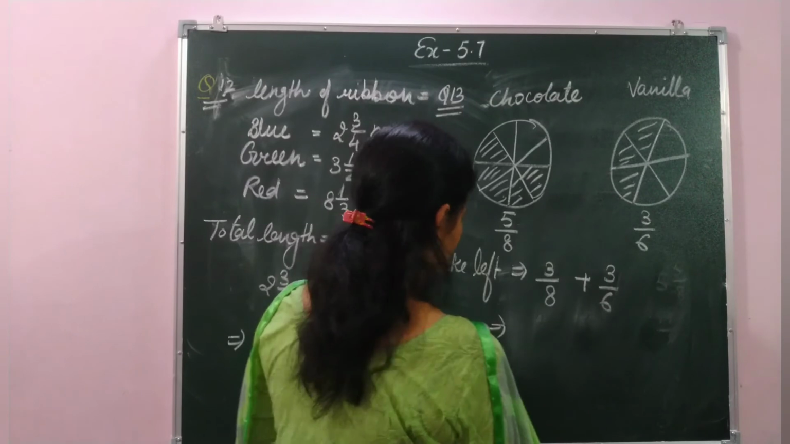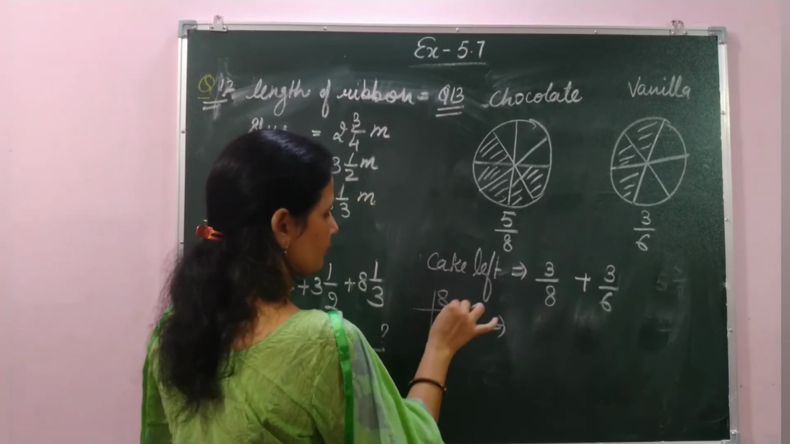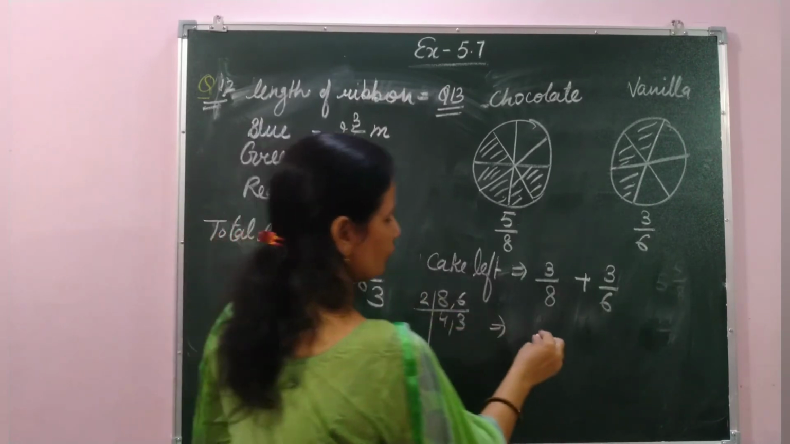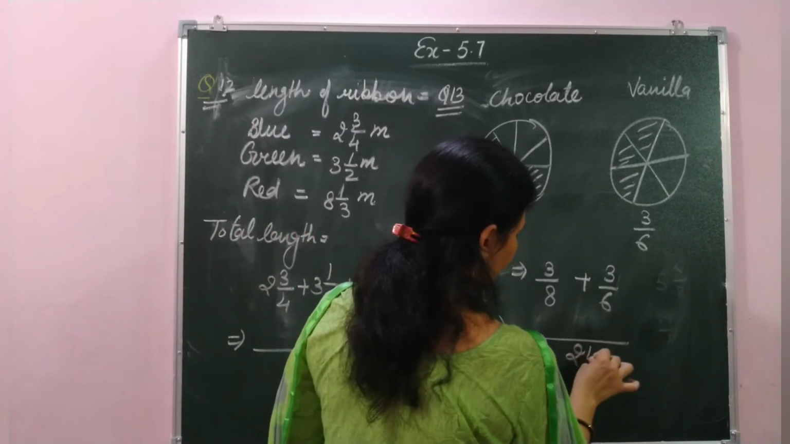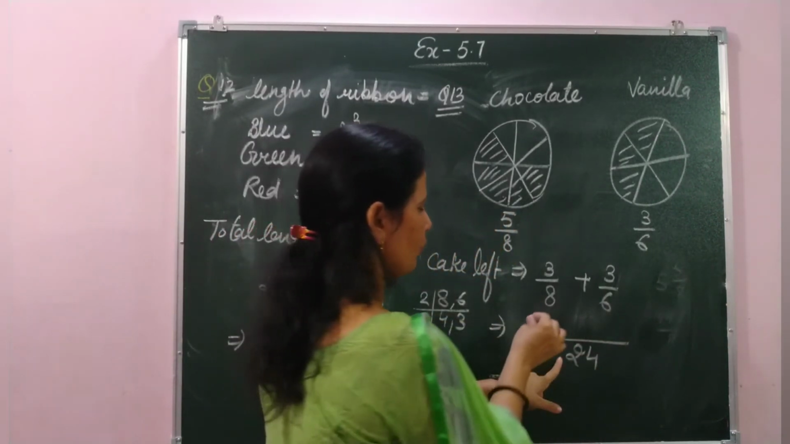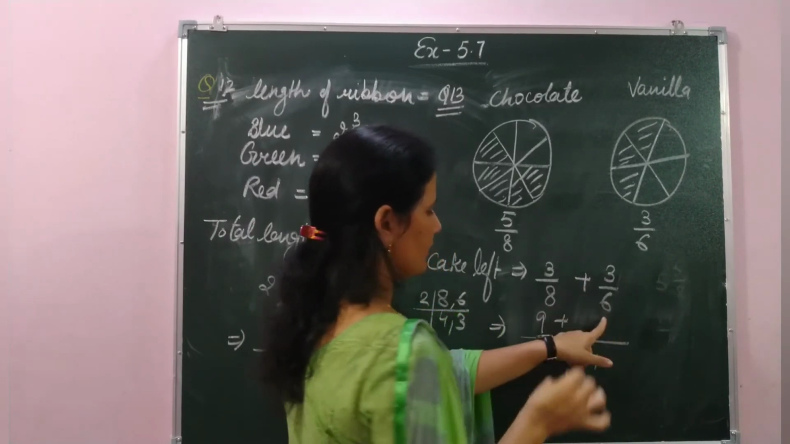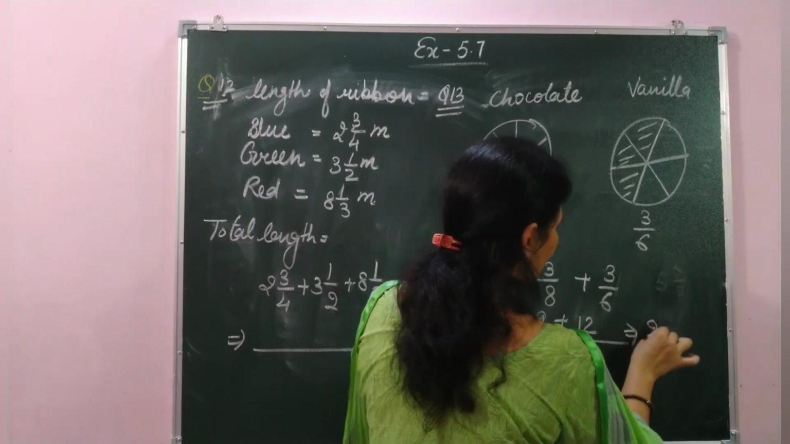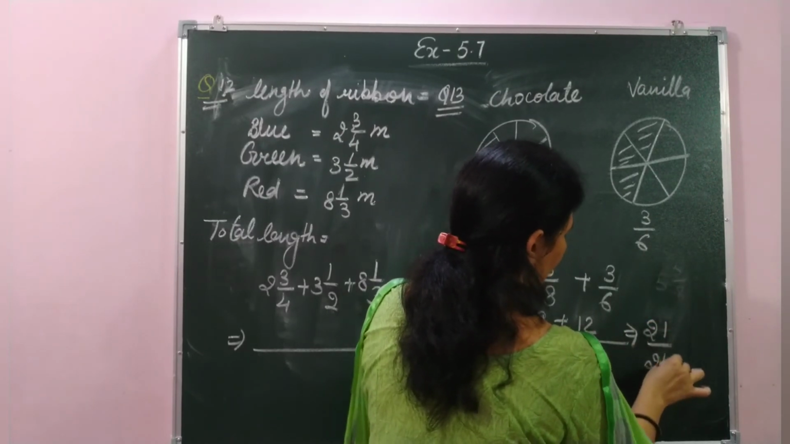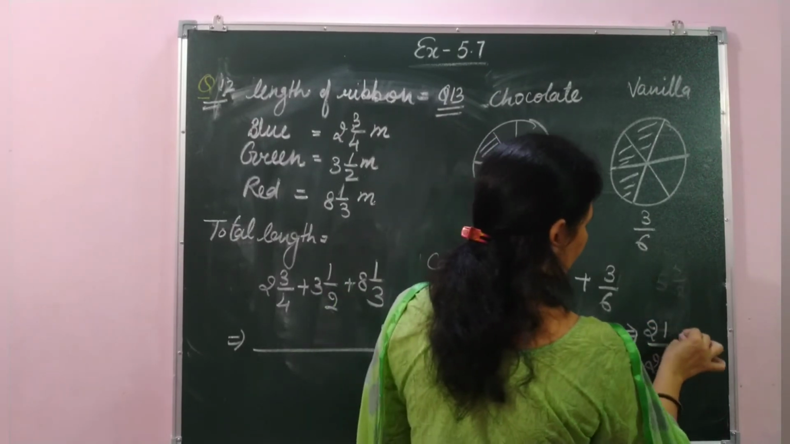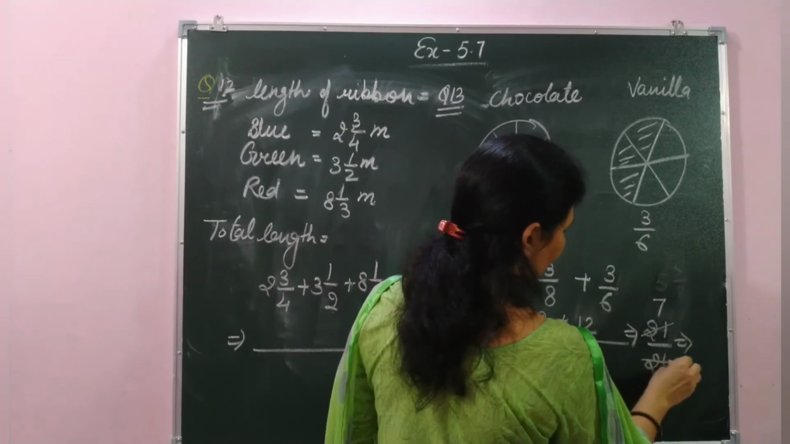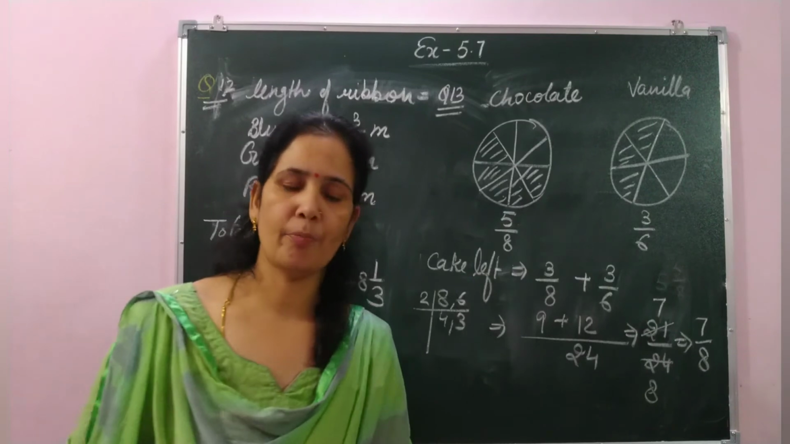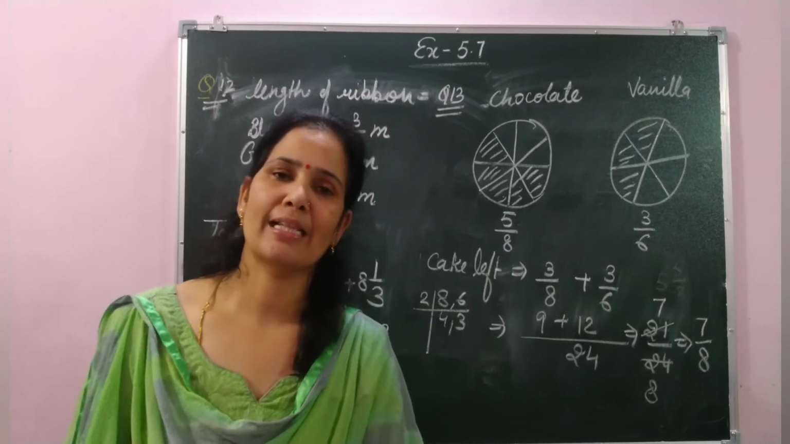If we find the LCM of 8 and 6: 2 4 is 8, 2 3 is 6, so 4 3 is 12, 12 2 is 24. LCM is 24. 8 3 is 24, 3 3 is 9. 6 4 is 24, 4 3 is 12. And it will be 21 by 24. And if we cancel this by 3, 3 7 is 21, 3 8 is 24. So total 7 by 8 portion of the 2 cakes is left.